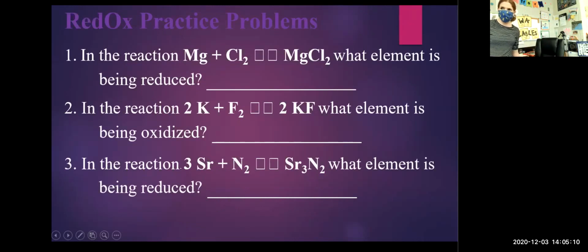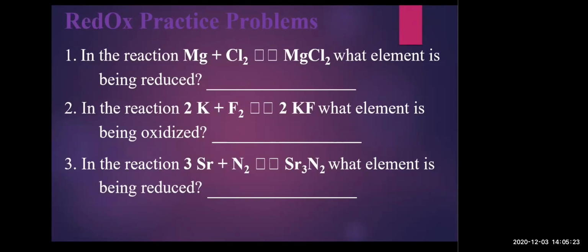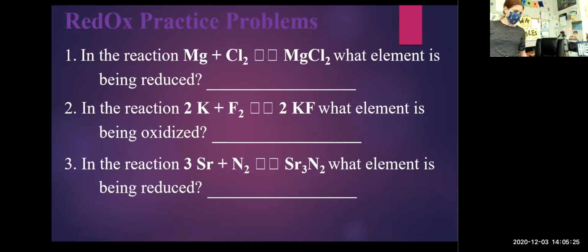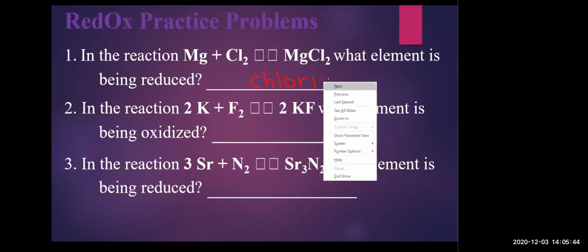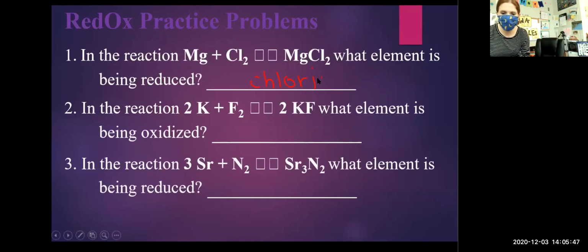Okay, so let's just do a little bit of practice. Once again, if you can remember that oxidation happens to the metals and reduction happens to the nonmetals, which one here is being reduced? What happens to the metals again? Metals get oxidized. Got it. Metals get oxidized and nonmetals get reduced. So which one's a nonmetal? Chlorine. So which one's getting reduced? It's the chlorine. Yeah, that's our chlorine.